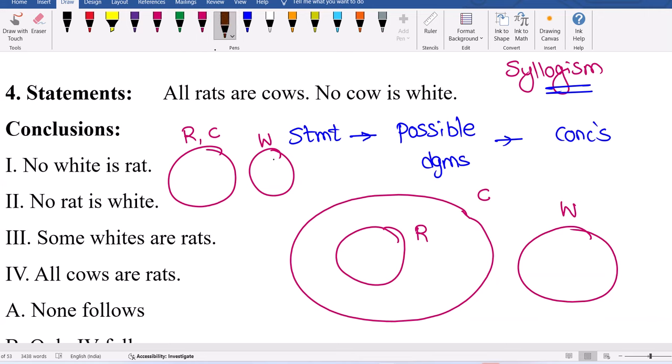No white is rat. Yeah, no white is rat. Correct here. Two diagrams. Second conclusion. No rat is white. Correct here.